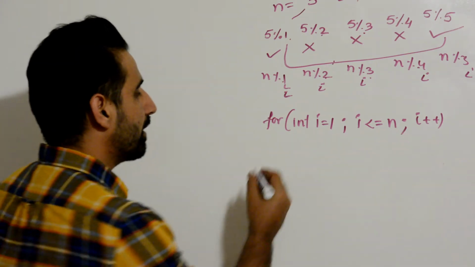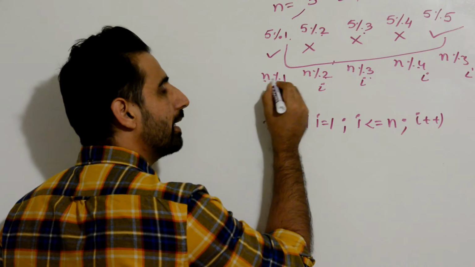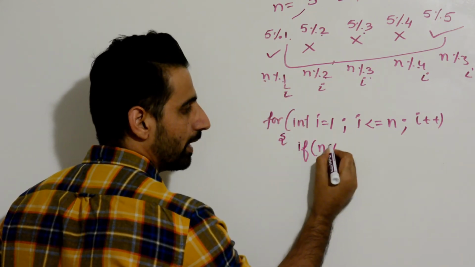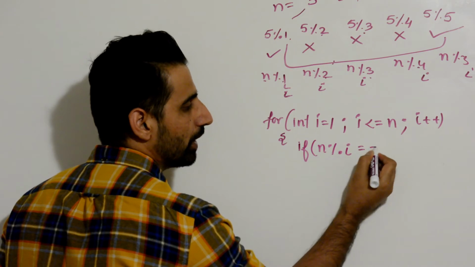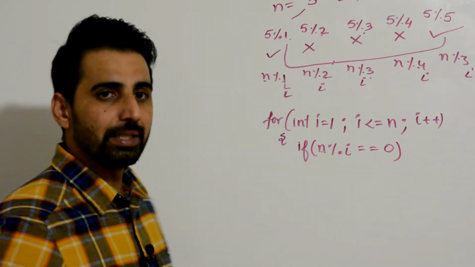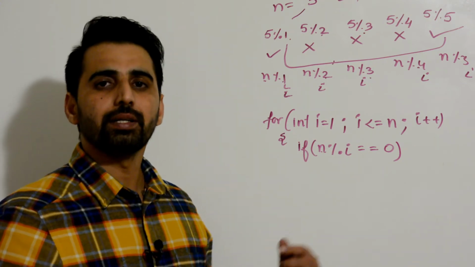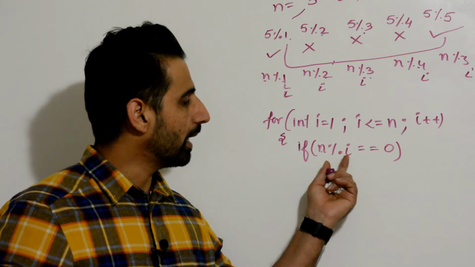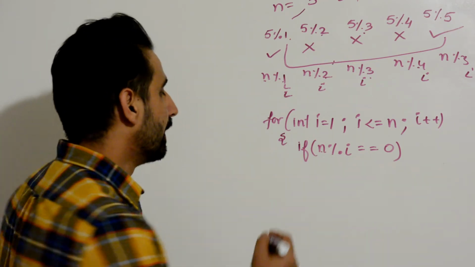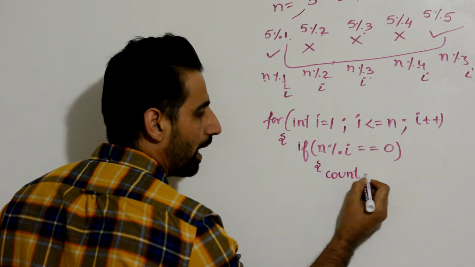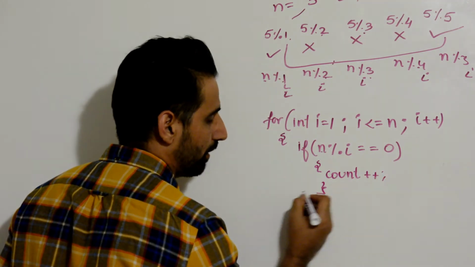Then we have to check if n modulus i is equals to 0. Why did we write this? It means if the number is divisible by 1, 2, 3, 4, 5, we'll do that one. If the number is divisible by i, that is the remainder is 0, then what will we do? We'll increment the value of count by 1. So what is this count?